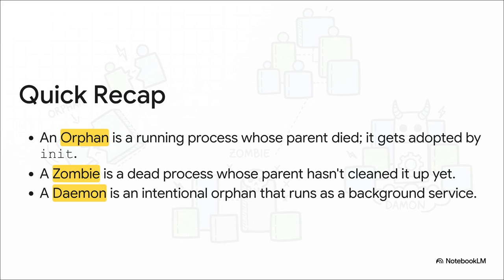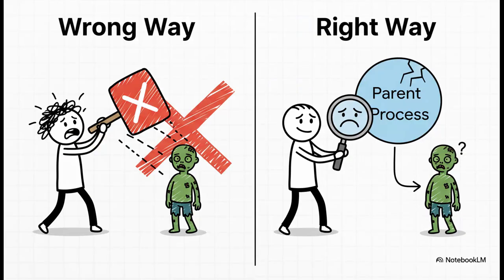So let's just nail this down one last time. An orphan is a running process whose parent is gone, no big deal, init adopts it. A zombie is a dead process whose parent is being lazy and hasn't cleaned it up. And a daemon is a process that's supposed to be running on its own in the background doing a job. And hey, if there's only one thing you remember from all this, make it this. Don't be afraid of zombies. A couple of them are fine. But if you see a whole bunch, don't waste your time trying to kill the zombie itself. Find its parent and figure out why that parent isn't doing its job.